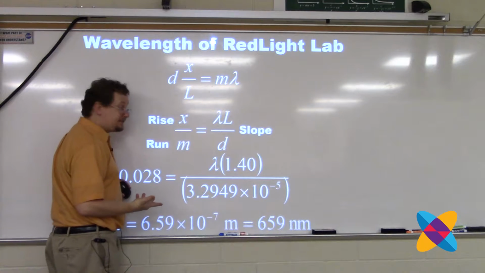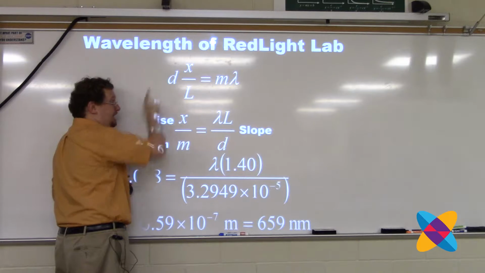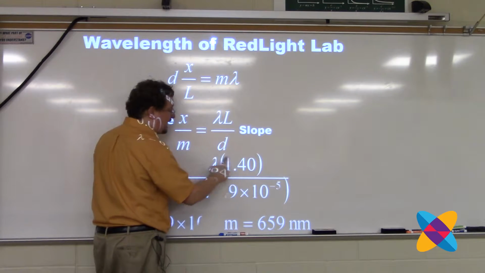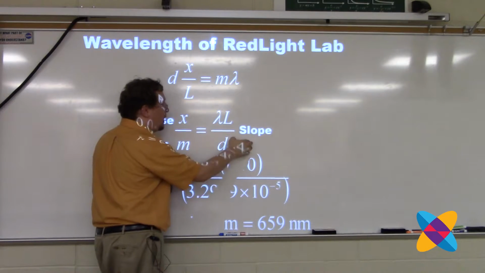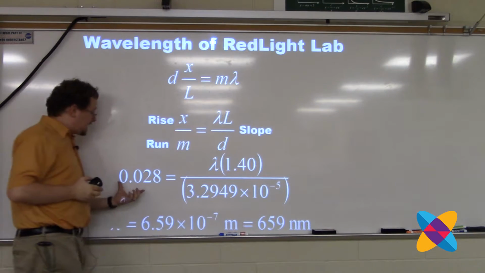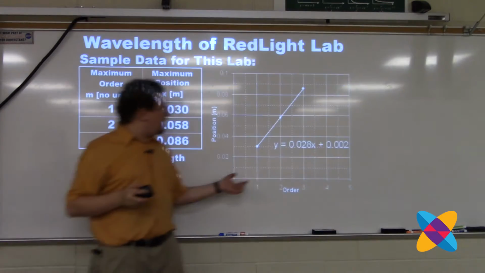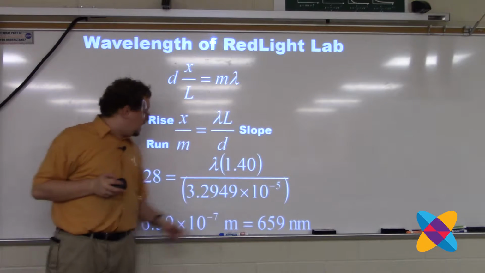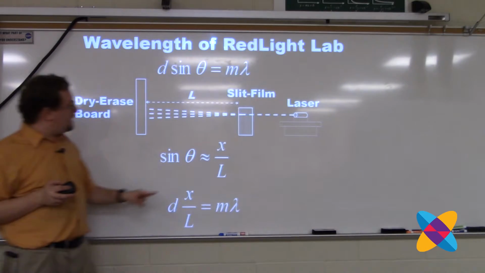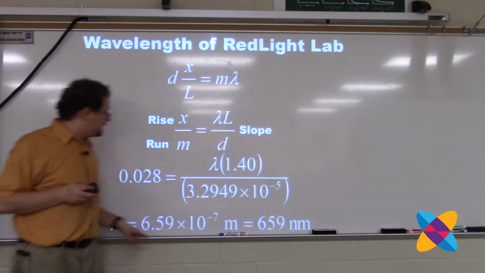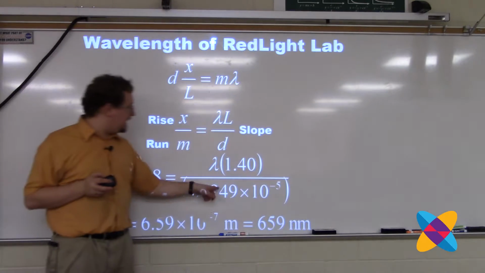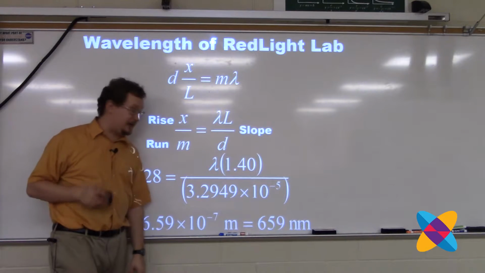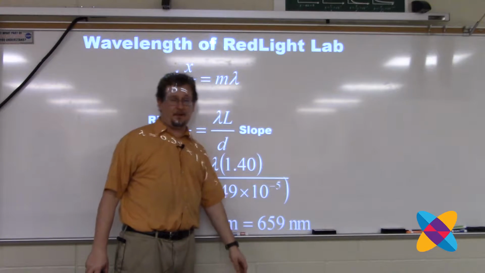Then I say this, if X is my rise and M is my run, then this whole thing is what the slope represents. The slope is lambda L over D. I got a slope. Do you remember I got a slope of 0.028? Well, here it is. I plug in my L. Do you remember it from a couple of slides ago? I plug in my L. I plug in the slit separation, I plug it in here, and when I solve for lambda, I get 6.59 times 10 to the negative 7, which is about 659 nanometers.